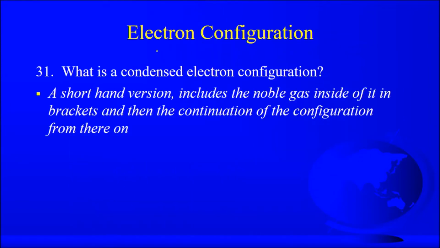That is the condensed electron configuration. You find the noble gas that's inside, write that noble gas in brackets, and then continue from there. I feel like that's kind of okay, because those electrons really aren't that important.